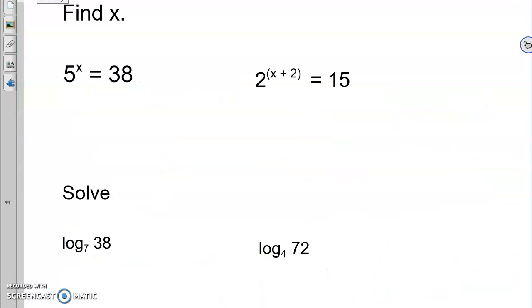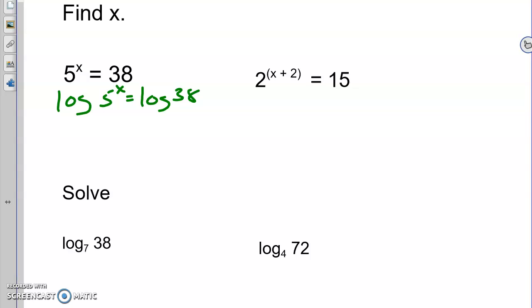Now, kind of the meat and potatoes of why we use logs, and that is to solve when there are variables in the exponent. Obviously, you do need to use your Desmos calculator to do these problems. This is not a problem you can do in your head. We're going to initially just put log 5^x equals log 38.